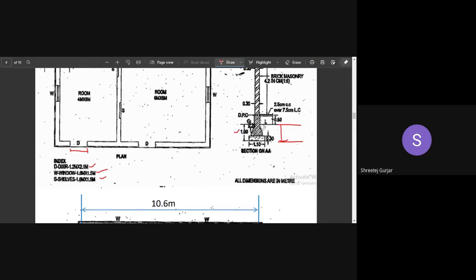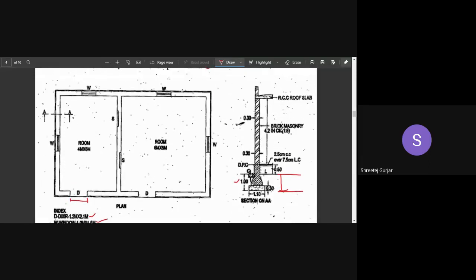Okay, so this is your foundation. That is your brick. That is a side stone masonry. Okay, side stone masonry, and we are not concerned about this because they have not asked us to estimate these quantities. So we will be concerned about this brickwork masonry, that is in cement mortar 1:6.